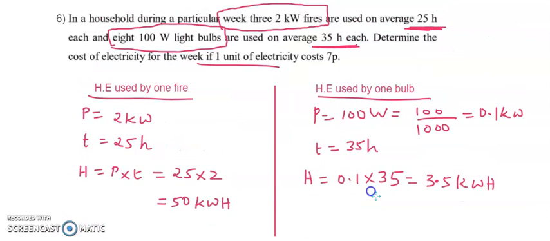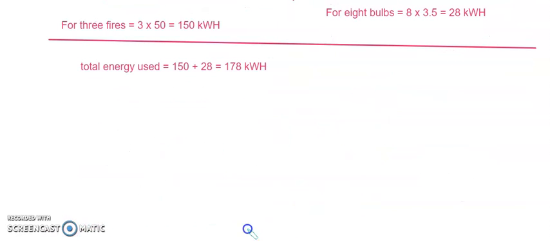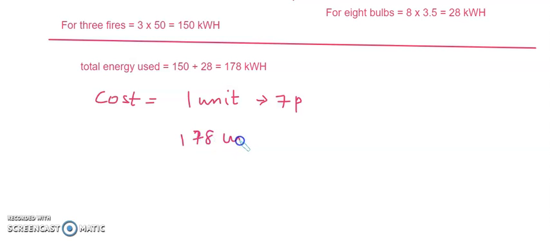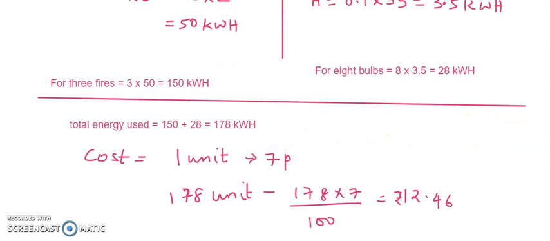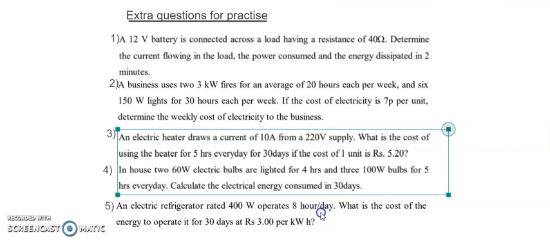Now the costing. 1 unit costs 7 paise. So directly we'll go for the cost. 1 unit is 7 paise. Here it is for how many units? 178 units. So it's 178 multiplied by 7 paise. So rupees will be divided by 100. So that gives me the amount as 12.46 rupees. Clear?